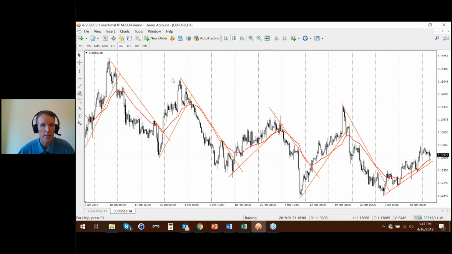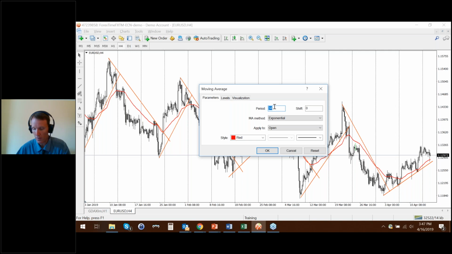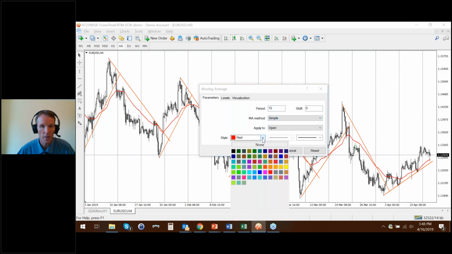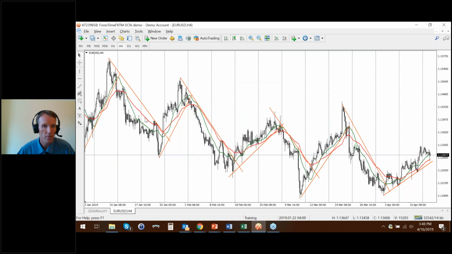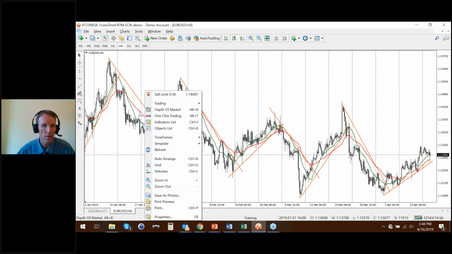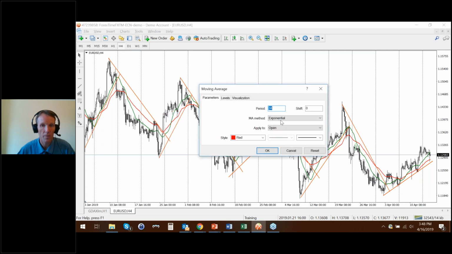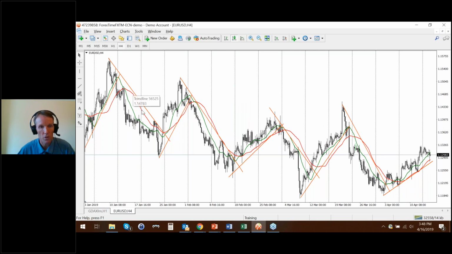Okay, so now let's add the next one. As I said, the purpose of the next one is to help you with the pullbacks. The market moves in trends. It's a 15. Oh, no, sorry, that must be simple. Let's use green. That must also be simple. Right, simple moving averages show you the dynamic trend. Now, you can see, guys, how clearly it shows you there is the beginning of the new trend.